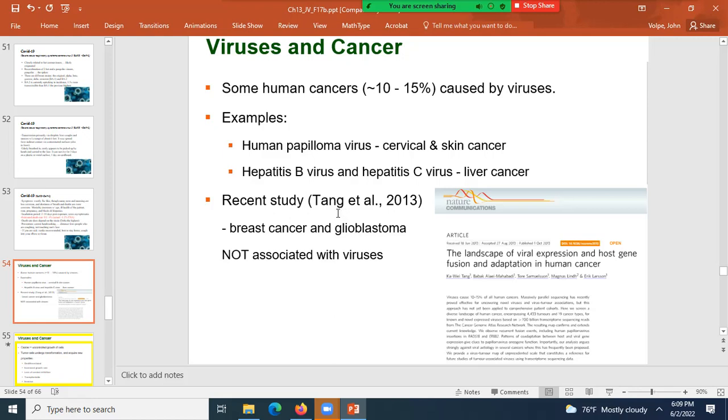For example, Tang et al. found in 2013 that breast cancer and glioblastoma in humans is not associated with or caused by a virus. Any question about any of that?